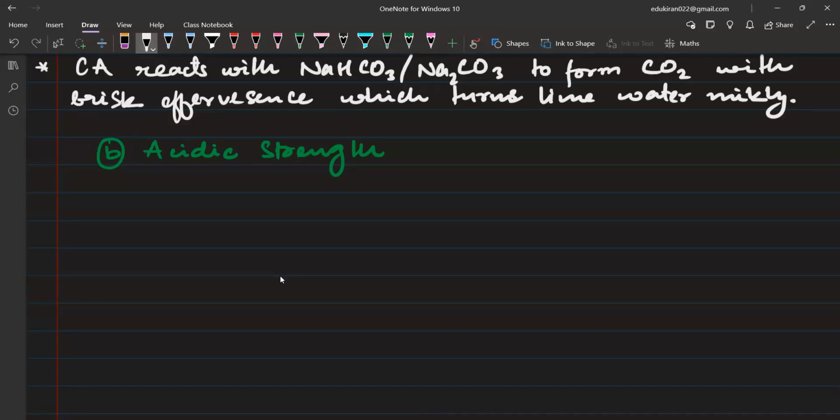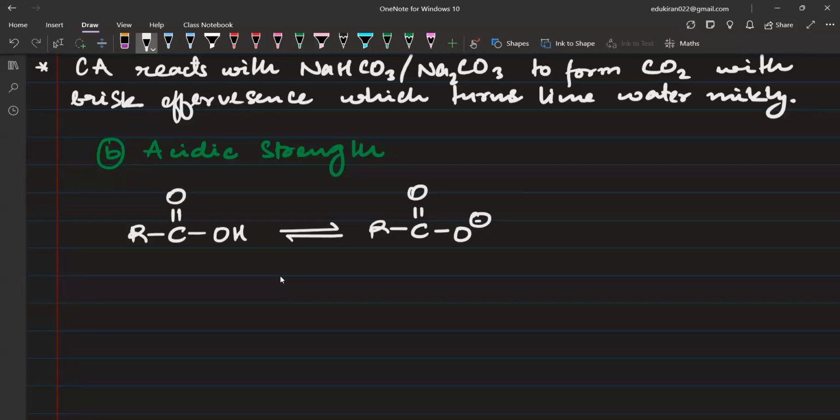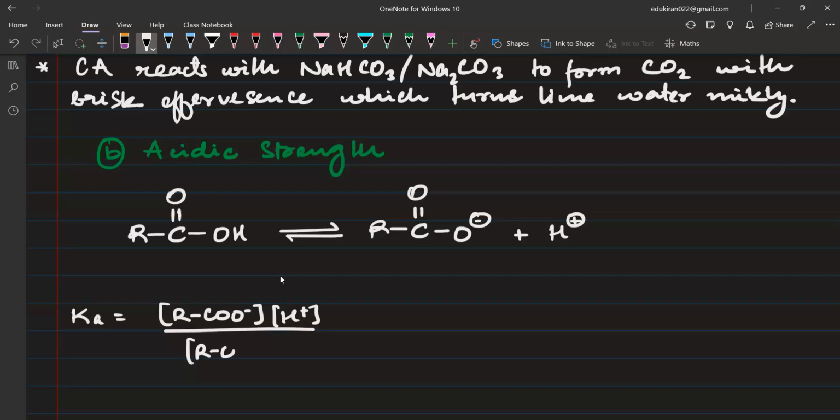In acidic strength, we have carboxylic acid, that is R, C double bond O, OH. If it shows acidic strength, then it will give you RC double bond O, O negative plus H positive. Now, this is known as carboxylate ion. And we can write the Ka for this. It will be the concentration of the carboxylate ion, COO negative, into H positive divided by the concentration of the carboxylic acid.